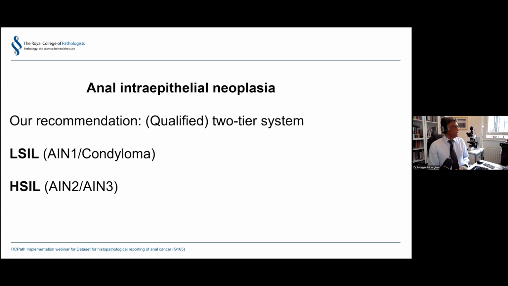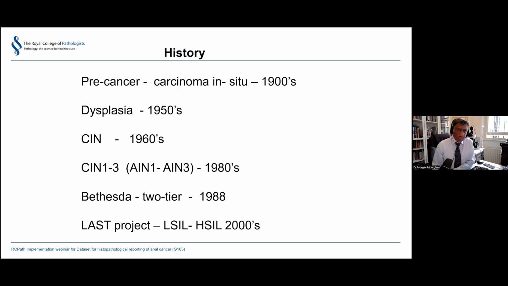So what I'm going to do here is try to go through the history of dysplasia and EIN to justify this change that we have implemented. That is a change from a 3-tier system to a 2-tier system. Now, traditionally, we have considered cancer to have a precursor lesion, which we've called carcinoma in situ.